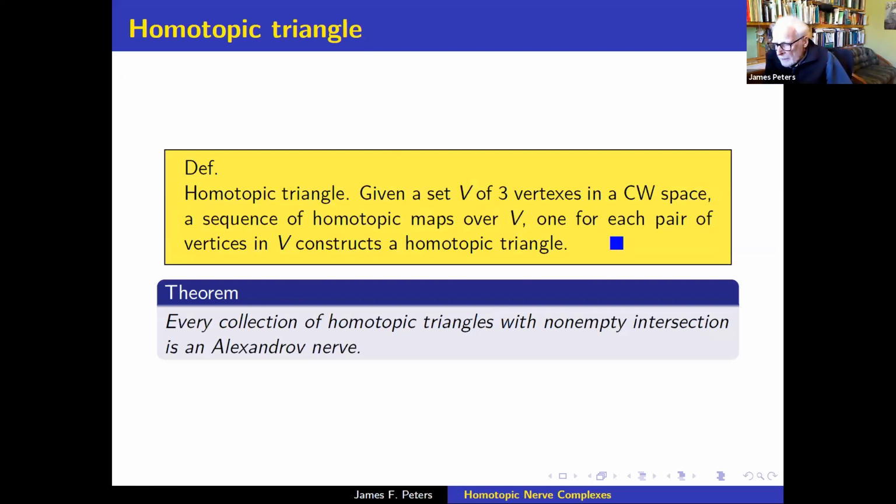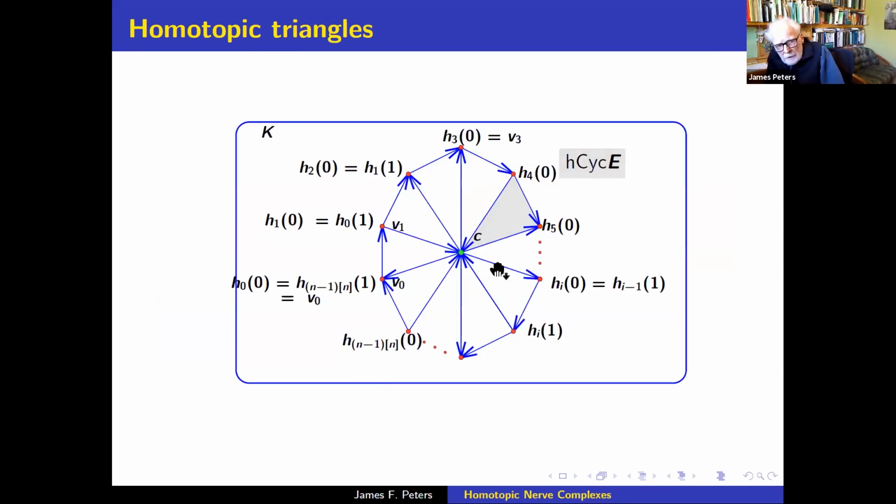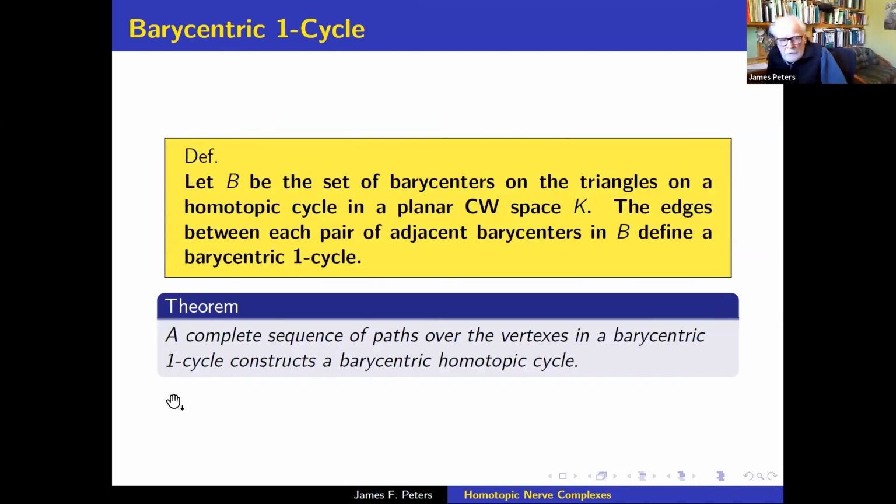Okay, now I want to just go back a minute and look at the idea of a triangle. I'm going to introduce the notion of a homotopic triangle. Given a set V of three vertices in a CW space, a sequence of homotopic maps over those three vertices constructs what's known as a homotopic triangle. And every collection of these homotopic triangles with non-empty intersection is, in fact, another Alexandrov nerve. Here's an example. I take the centroid of a homotopic cycle. I triangulate on the vertices and that centroid to get this rather beautiful triangulated structure.